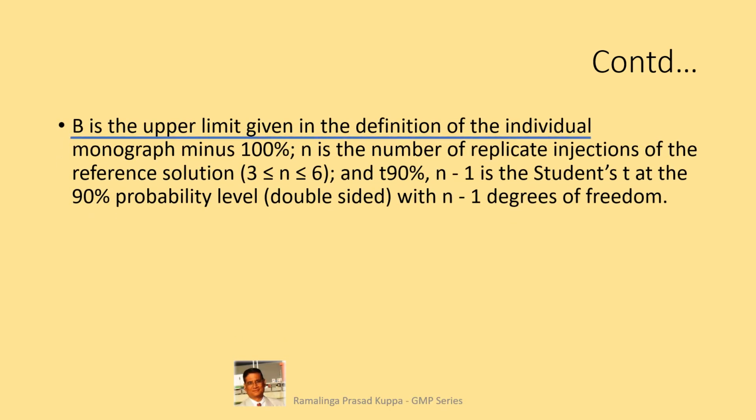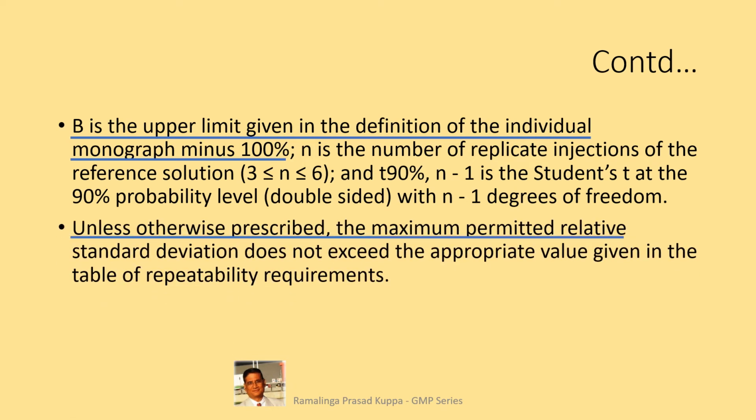B is the upper limit given in the definition of the individual monograph minus 100%. N is the number of replicate injections or different solutions, and T90, n-1 degrees of freedom, is the Student's t at the 90% probability level, double-sided with n-1 degrees of freedom. Unless otherwise prescribed, the maximum permitted relative standard deviation does not exceed the appropriate value given in the table of repeatability requirements.